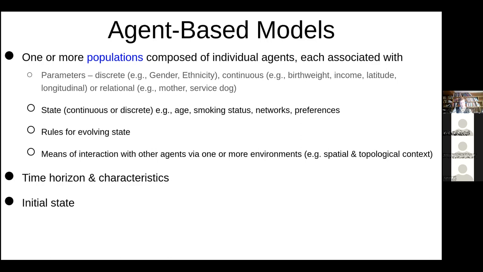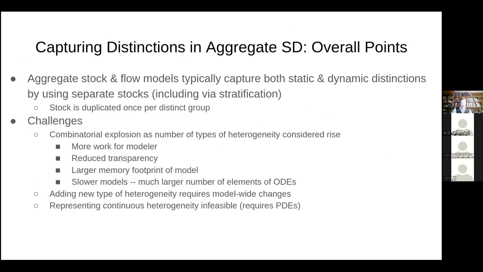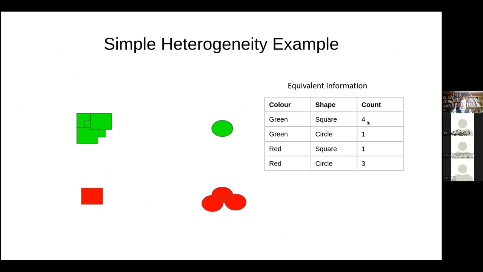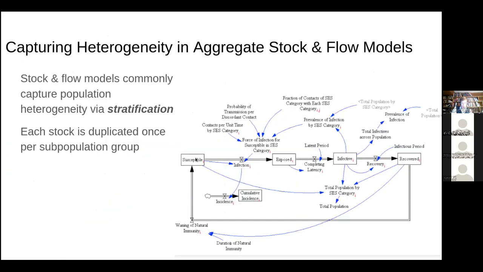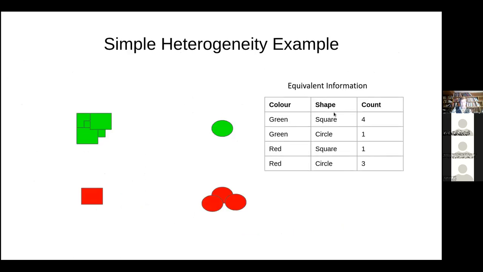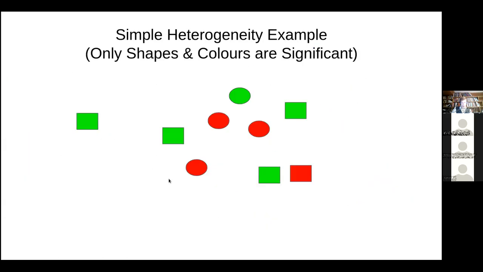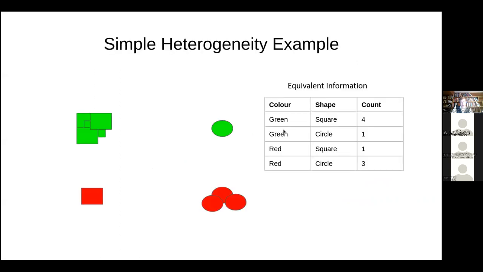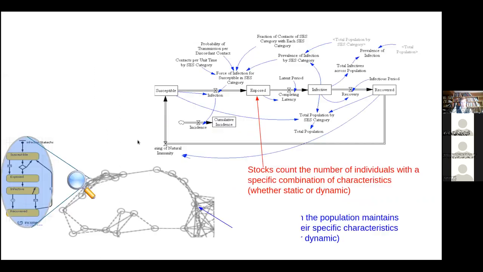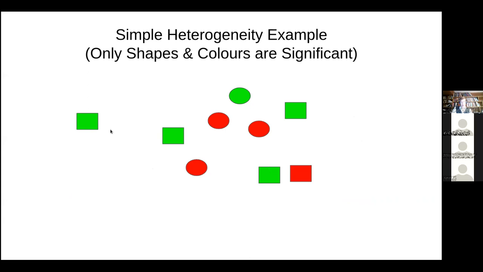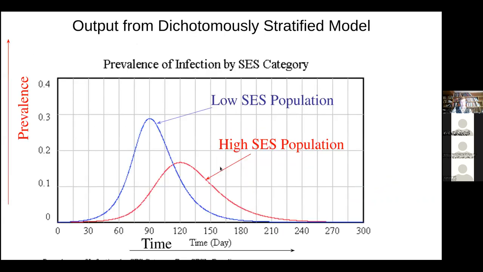Agent-based models have a very different way of keeping track of this information. I analogize stock and flow models, their way is they count, right? They count the number in this category. Count the number separately for susceptible males, susceptible females. Agent-based models are more like this. Each agent has certain characteristics, and we have a collection of agents. So rather than keeping track of the count of all possibilities, we just keep track of the individual things. And, okay, we have a red square, we have another red square, we have a green square, red circle, red square, etc.